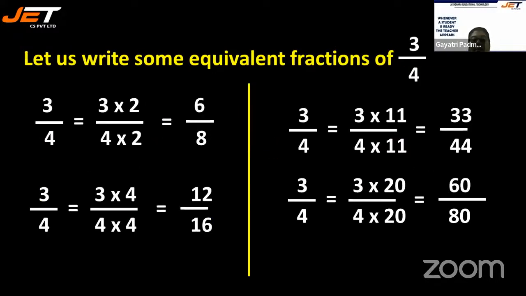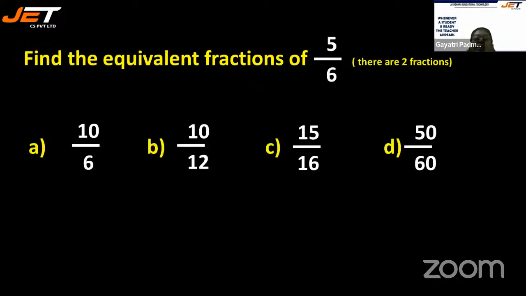Now let us quickly revise this. When equivalent fractions are given, when the larger number is given, it's easy to bring it down. But here the smaller number is given, so you have to multiply and keep it at that level. All right, students. So 3 by 4, when you multiply and divide by 2, you get 6 by 8. But 3 by 4, when you multiply and divide by 11, you get 33 by 44. Likewise, whatever number you multiply in the numerator, the same number will be multiplied in the denominator also.